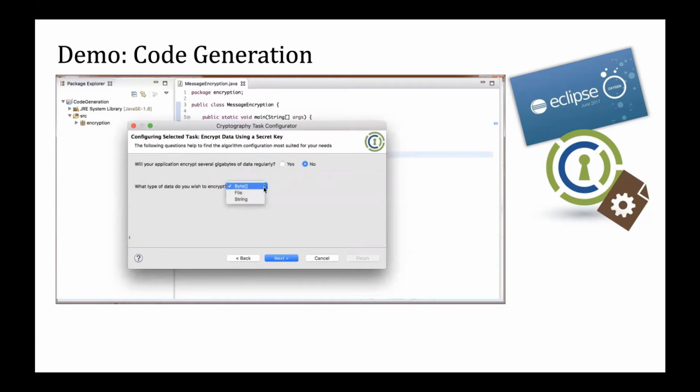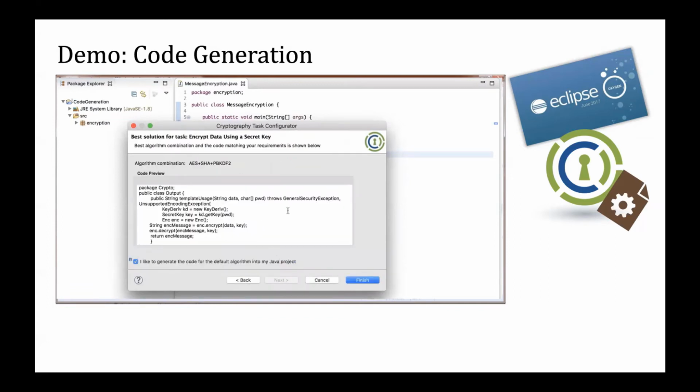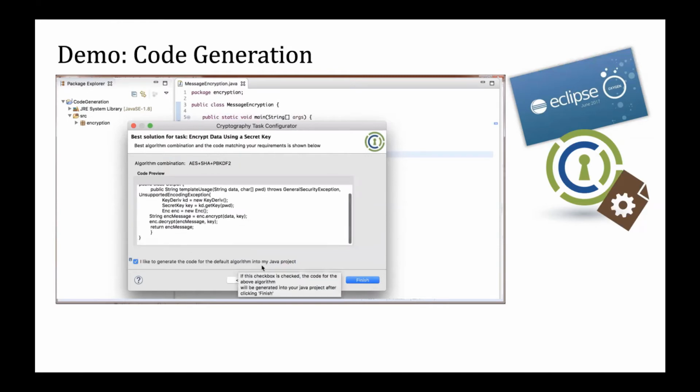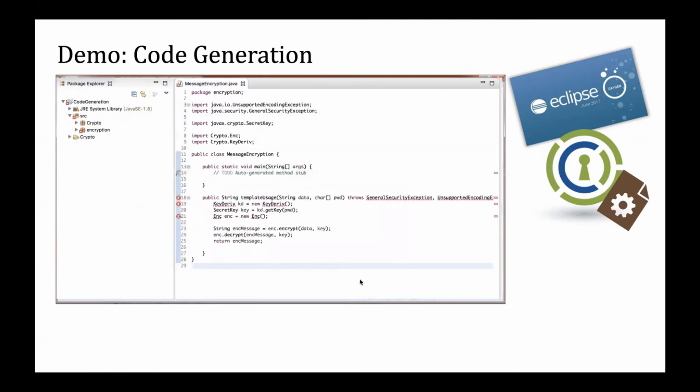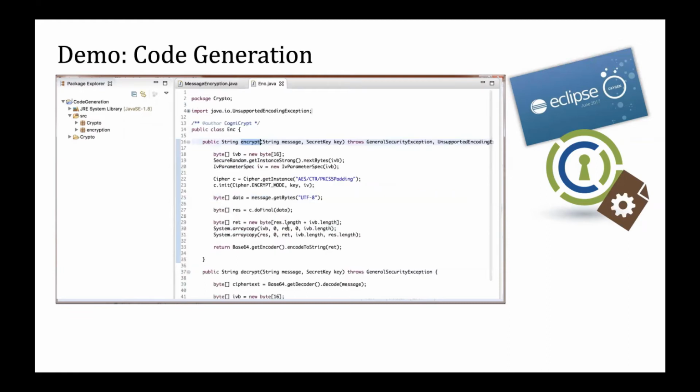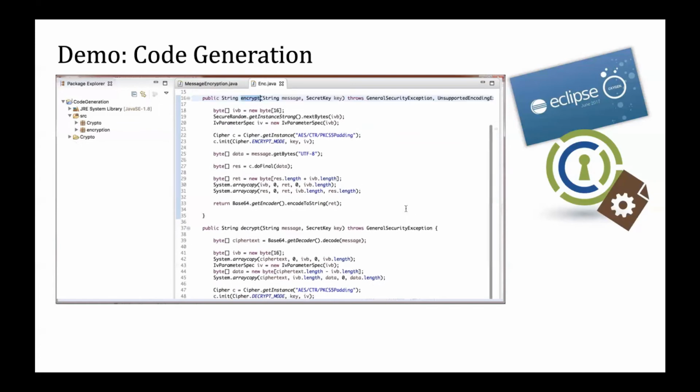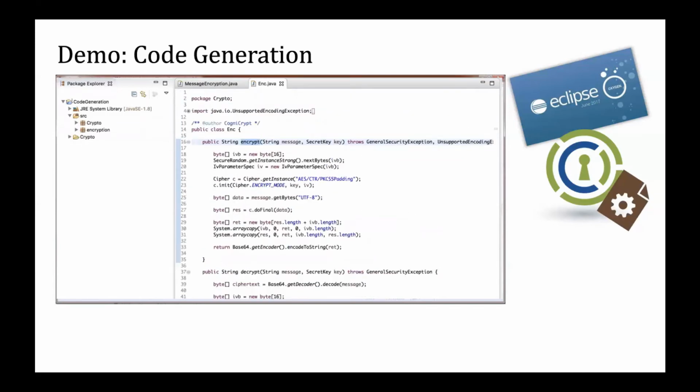Again, these questions are going to be very specific to the task you choose. So he's saying, I want to encrypt a string, and then he says next. Then it says, this is how the usage is going to look like, are you okay with this? Once you say, I'd like to generate code for this default algorithm in my Java project, and you say finish, it's going to generate two things. First, it generates a template usage showing how you have to use your task, but it's also going to generate the correct usage of that particular task. In this case, encrypt. It's going to create functions which correctly use this task.